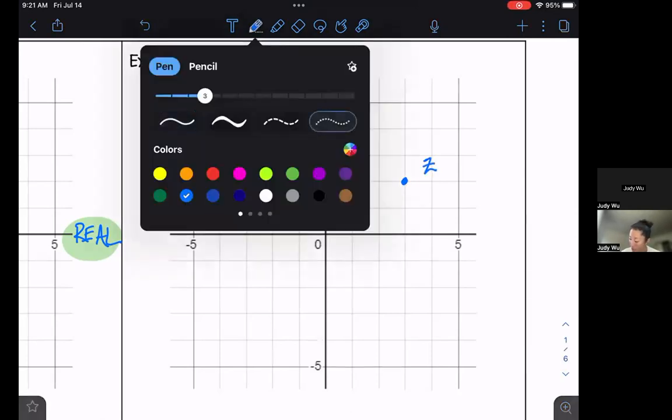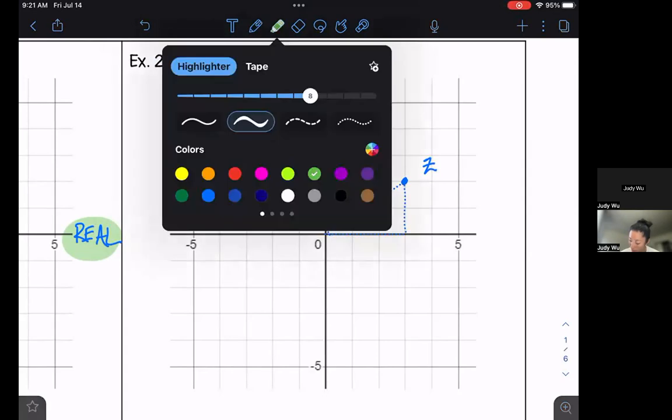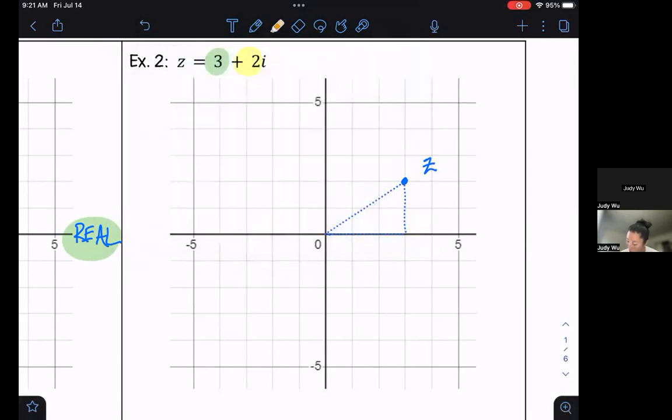And again, if I change to the dashed line, to find the modulus, I want to go from here to here. But we can use what we know about right triangles and instead find this leg and find this leg so that we can use those in the Pythagorean theorem to find the length of that hypotenuse.